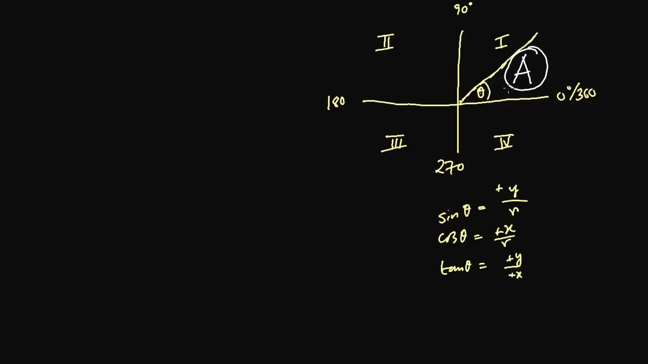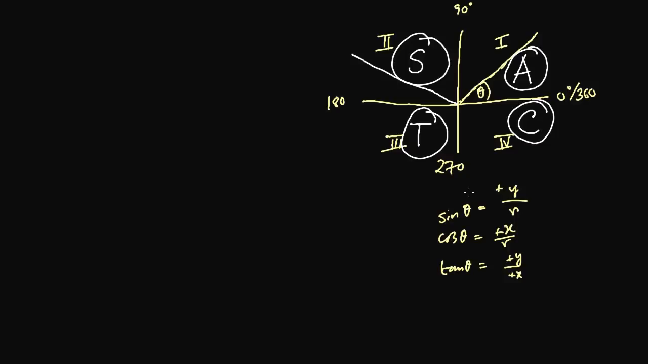By this logic, in the second quadrant, if there was an angle here, then only sine would be positive, because sine is opposite by hypotenuse. So we call this sine positive. In the third quadrant, similarly, only tan would be positive, so we call this tan positive. And in the fourth quadrant, only cos would be positive by that logic.